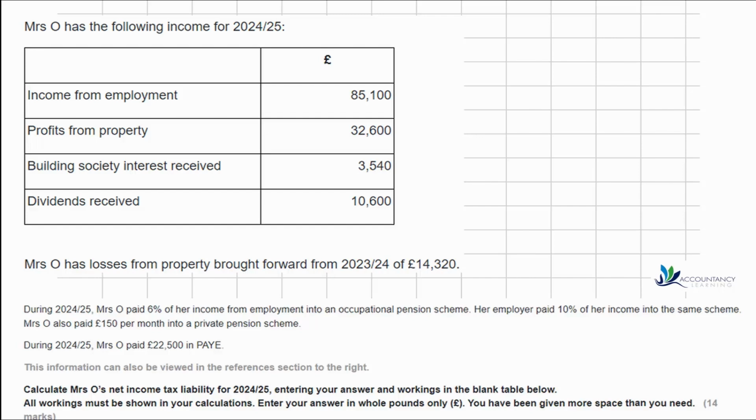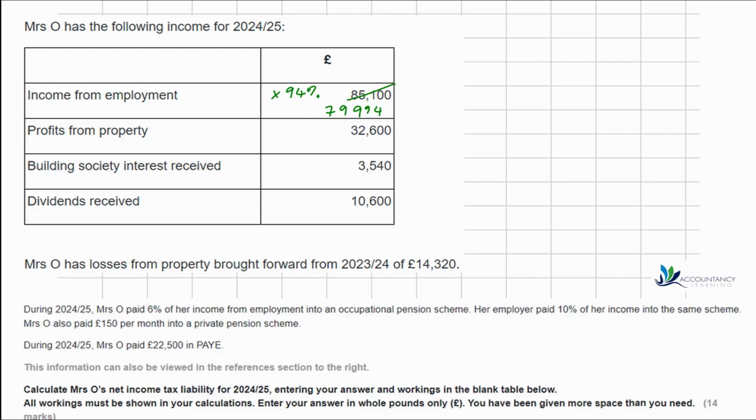We're also told that during 24-25, Mrs. O paid 6% of her income from employment into an occupational pension scheme. So that tells us that her income from employment isn't actually 85,100. So we need to take away 6% of that to find out how much she actually received. So take away 6% would be the equivalent of multiplying by 94%. So 85,100 times by 94% means that her income is really 79,994.